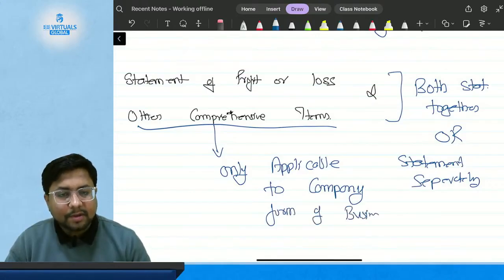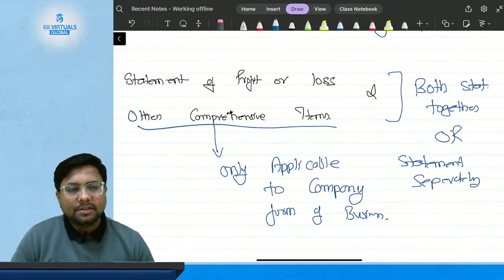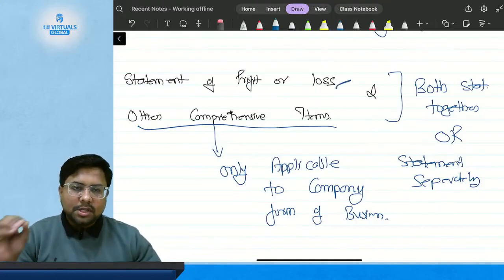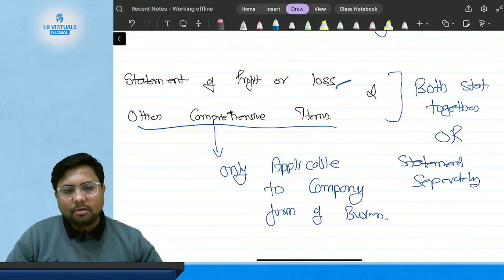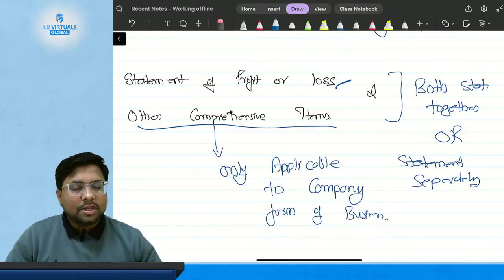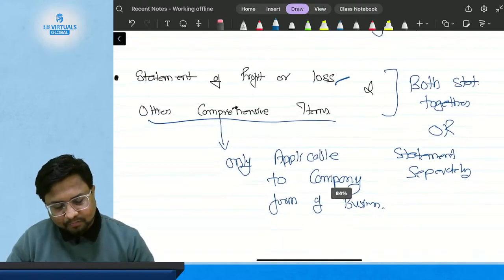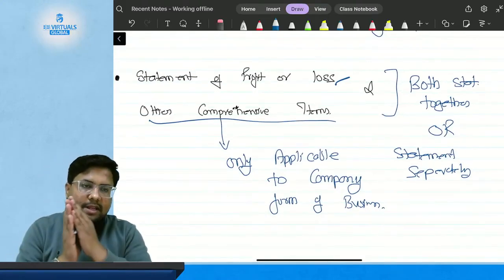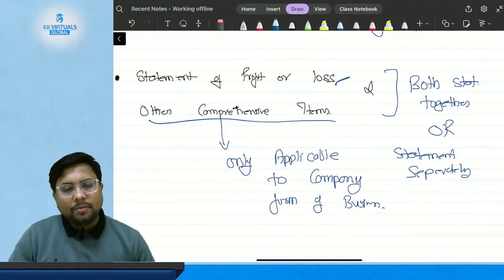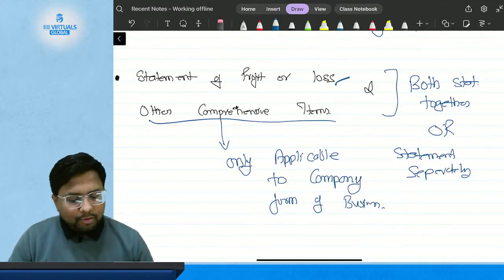So if I am a sole trader or a partnership firm, I do not need to prepare the other comprehensive item statement. I can only prepare the statement of profit and loss. The requirement of preparation of the statement of other comprehensive items lies only with the company form of business organization, and not with the sole trader or partnership. So these are two statements. They can either be prepared together, or prepared separately.